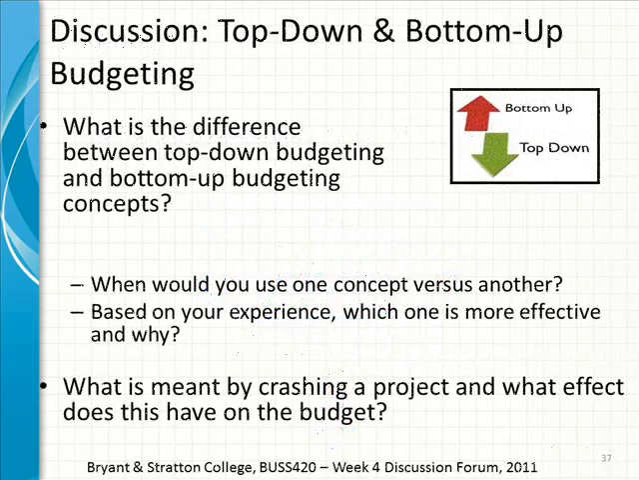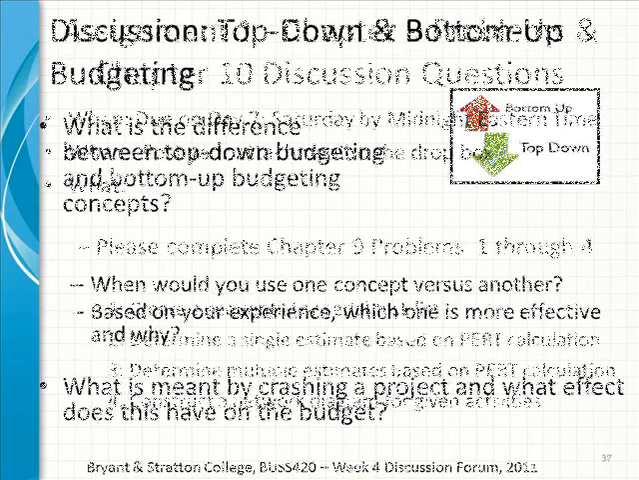Well, let's put all of those different topics into use, and we'll start with discussion. And we'll take a look at top-down versus bottom-up budgeting. What is the difference between the two? When would you use one versus the other? And based on your experience, which is most effective and why? And a second part of that will return to crashing a project and what are the different effects this might have on either the budget, and I would suggest, or the scope of the project.